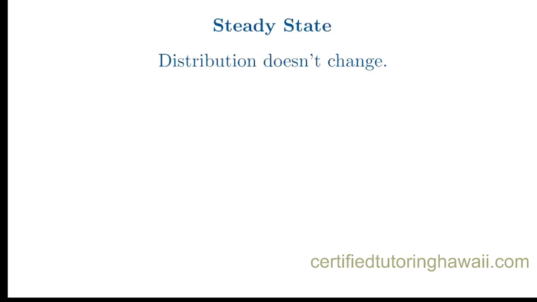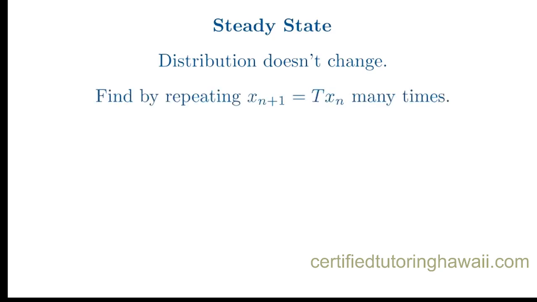This repeated process brings us to a fascinating concept, the steady state. The steady state is a distribution where the system stops changing from one step to the next. The population distribution will no longer shift year after year. We find the steady state, x sub s, by repeatedly applying the transition matrix T. After many iterations, the state vector x sub n will converge to the steady state vector.